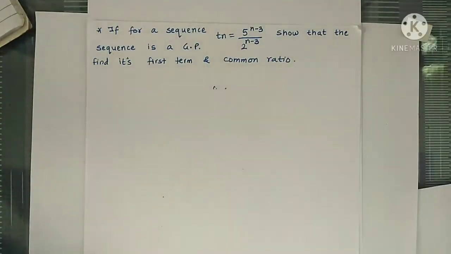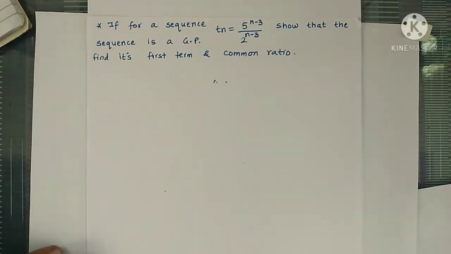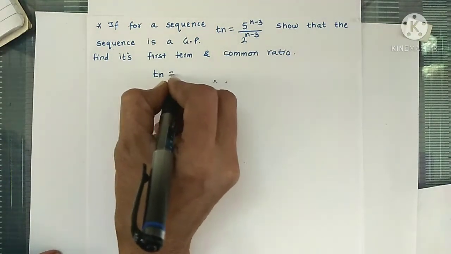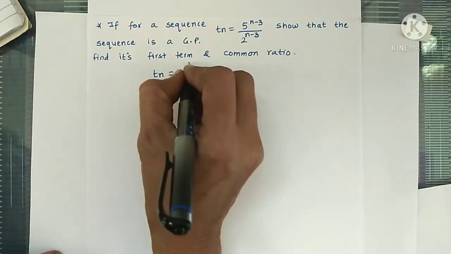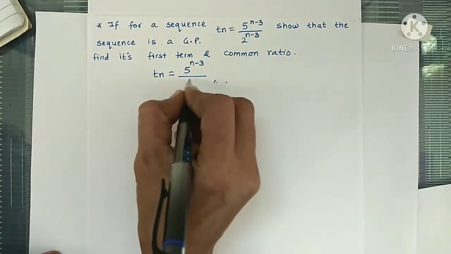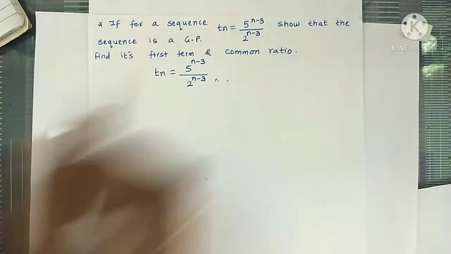Let's solve one more question. If for a sequence nth term is given by the formula 5 raised to n minus 3 upon 2 raised to n minus 3, show that the sequence is a GP, find its first term and common ratio. Now here nth term of a sequence is given 5 raised to n minus 3 upon 2 raised to n minus 3. So this is the given thing.